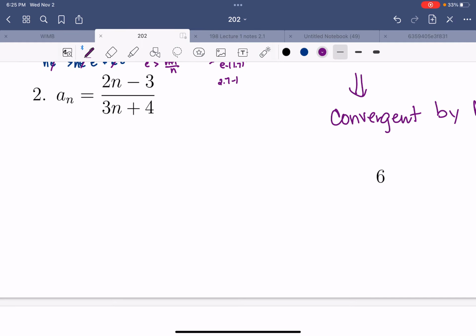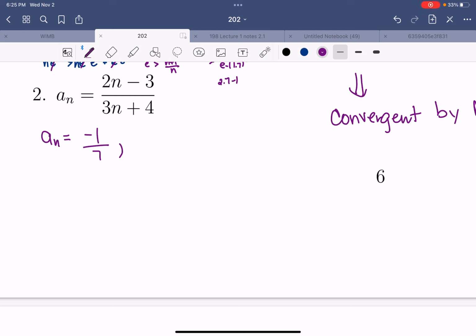2n minus 3 over 3n plus 4. Let's look at a few terms. So a_n is equal to, when you plug in 1, this is negative 2. So, nope, negative 1. Let's try that again. 2 minus 3 is negative 1. 3 plus 4 is 7. So we have negative 1/7.